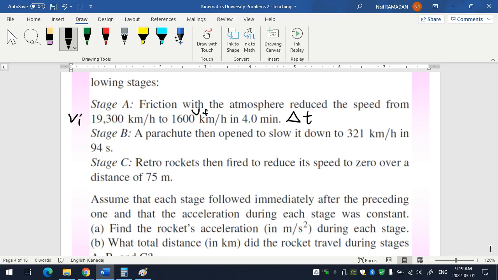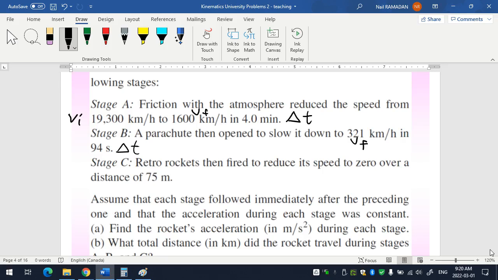Final speed. But what was the initial one? The final from the previous stage, right? Remember, every stage picks up immediately after the stage before it. So for this stage, this 321 is not the initial speed. It's the final speed. What's the initial speed for this stage? The final speed of the initial stage. Remember, it's a string that you connect end to end or end to beginning. So that's VF for this stage. Again, another delta time.